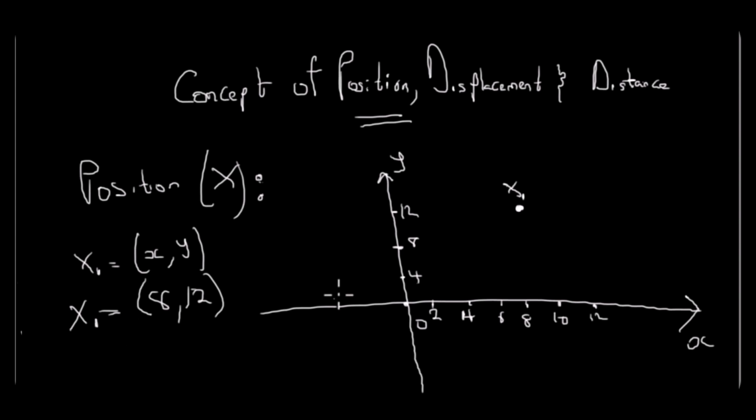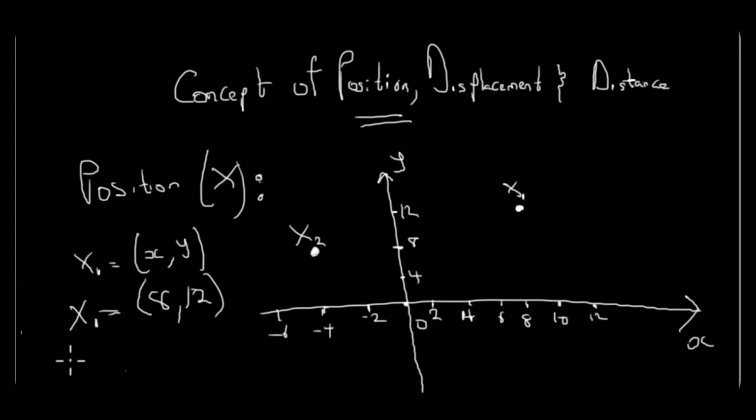Let's try one more. This time around, let me bring something here. -2, -4, then -6. So let's say we have a point at this place. Let me call this x2. How about you try this yourself? Where is x2 located?